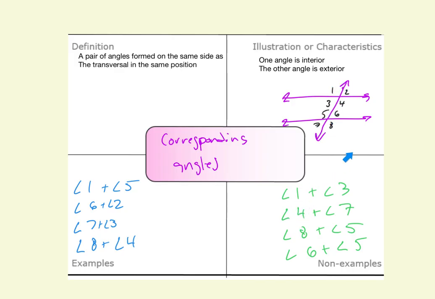Similar to angle 4 and angle 7. Yes, technically one is on the outside, one is on the inside, but they're two different positions. Same follows for angle 8 and angle 5, and angle 6 and angle 5. Angle 6 and angle 5 would just be a linear pair, or these would be vertical, but we're only worried about corresponding angles. And that's all we have for our Frayer model on corresponding angles.